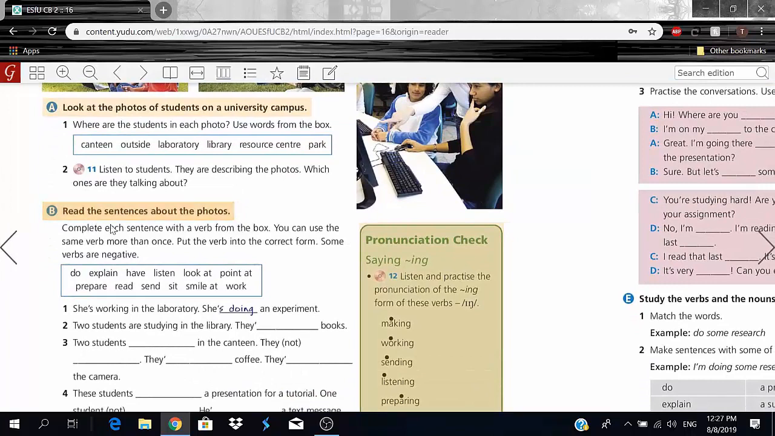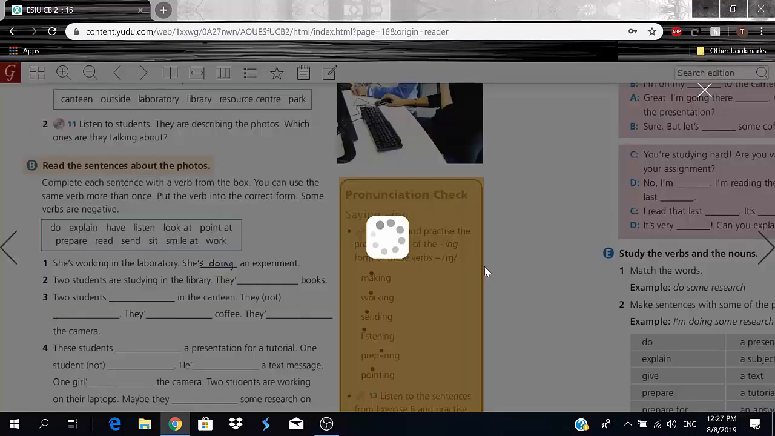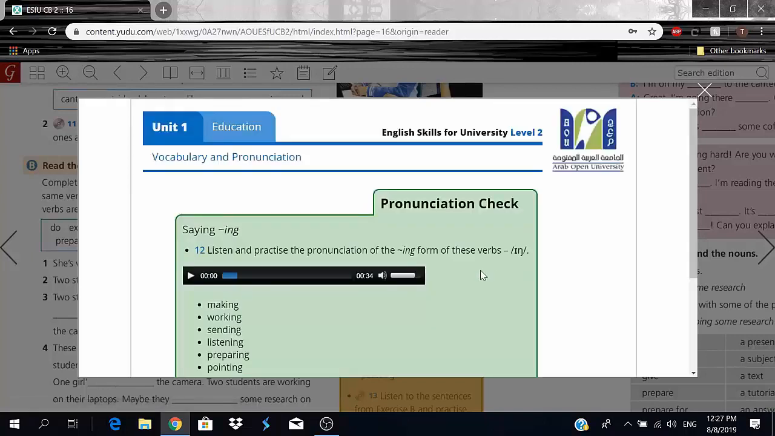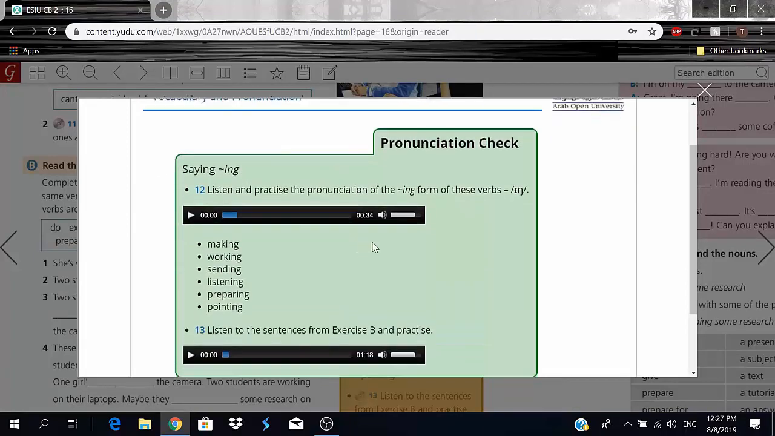Here we have: read the sentences about the photos. Complete each sentence with a verb from the box. You can use the same verb more than once. Put the verb into the correct form. Some verbs are negative. Actually, before we do that, let's hit the pronunciation check real quick. We have the ing sound. So listen and practice the pronunciation of the ing form of these verbs. Here we have making, working, sending, listening, preparing, and pointing. Listen to it closely and focus on the pronunciation.